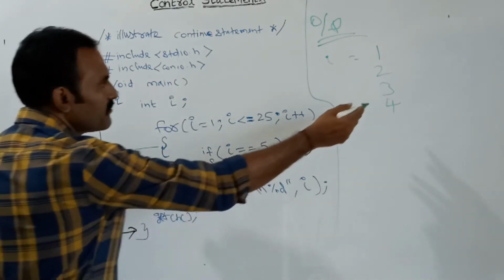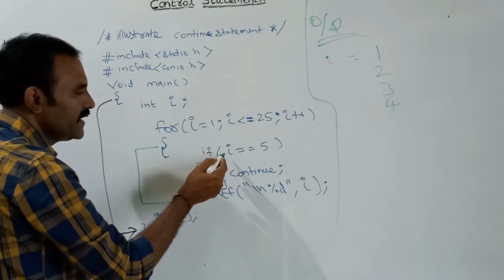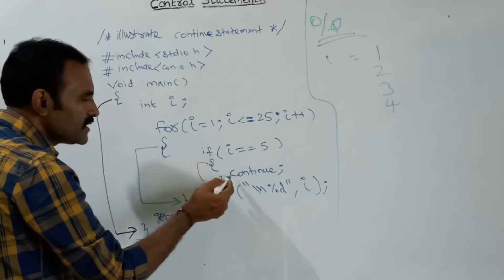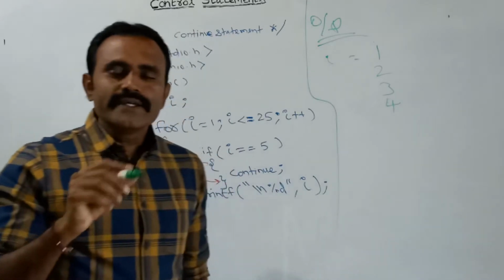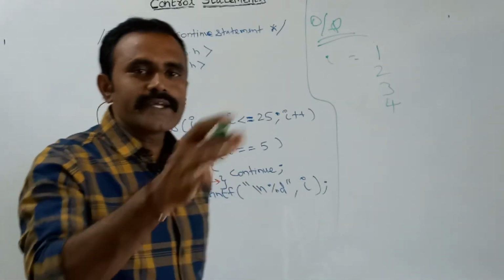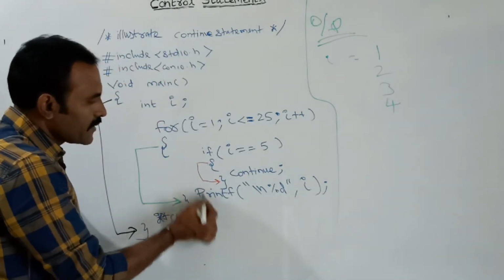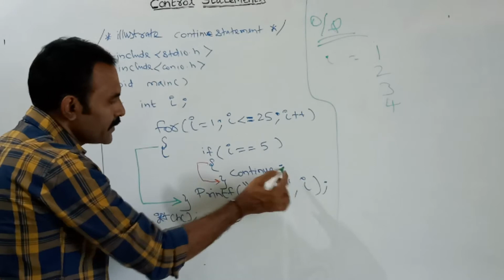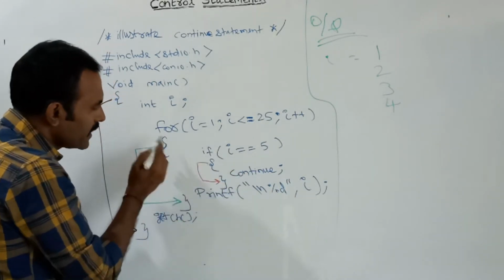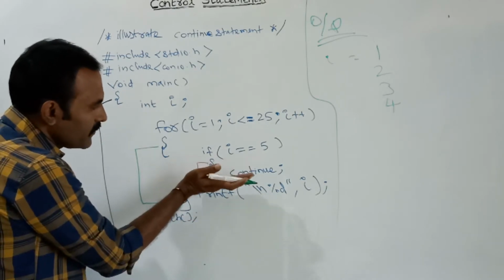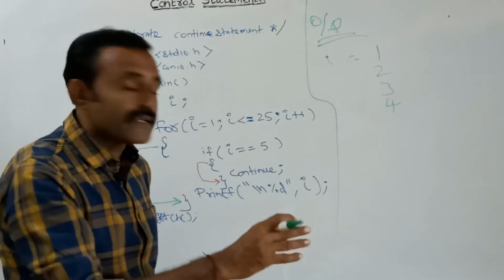After the 4, the current value will be incremented to 5 and the condition is checked: 5 is lesser than 25. Here this if condition is also true. Once it is true, I am telling it to continue. So the continue statement takes the next iteration value and omits the current statement. Once it is continue, the loop body after the continue, whatever statements were there, will not be considered.